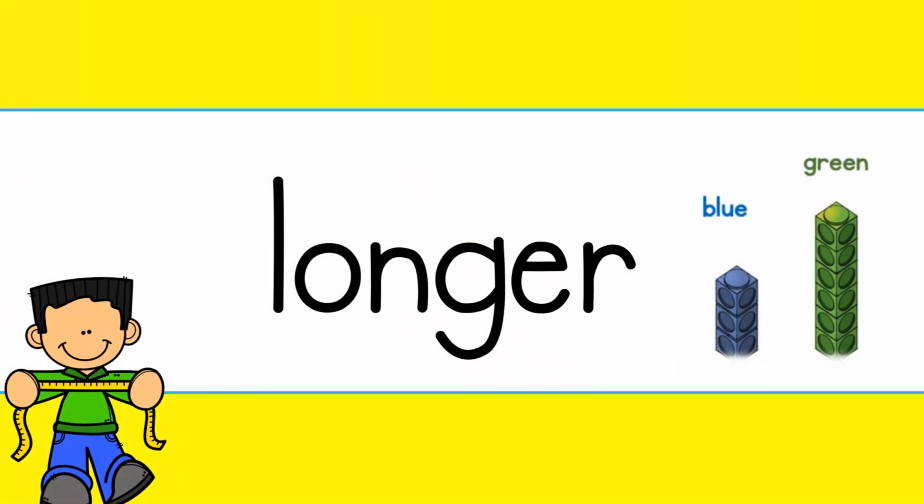So some words that we're going to be looking at when we're talking about measuring is longer. So I would like you to have a look at these blocks. So I have a tower of blue blocks and a tower of green blocks. Which tower is longer? That's right, the green tower is longer. So we could say that the green tower is longer than the blue tower.